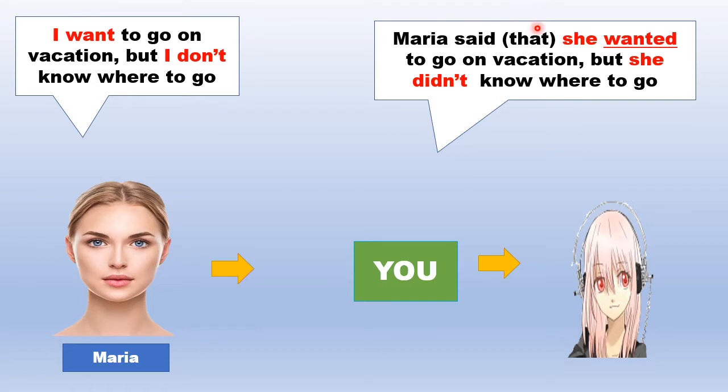I become she. Want become wanted, past tense. I become she. Do or don't become did or didn't, because this is negative form, so we use negative form 2 here.